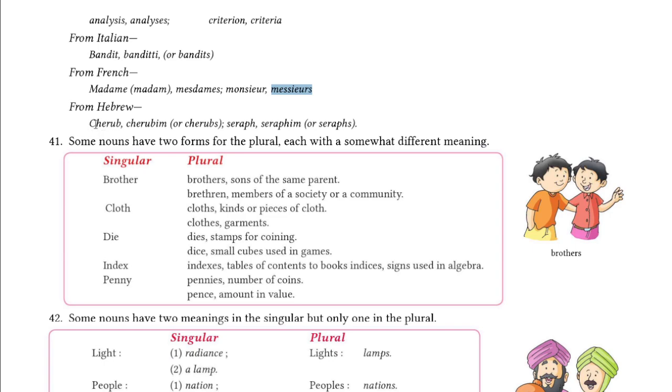Hebrew. Some words have been borrowed from Hebrew. Some nouns. When those nouns were borrowed, both their singular and plural forms were borrowed from Hebrew. Cherub and cherubim, seraph and seraphim. These are basically angels. Cherub is a small boy with wings, a baby-like angel with wings. Cherub, plural is cherubim. Seraph, this name is used for angels of the highest rank. Seraph, seraphim.